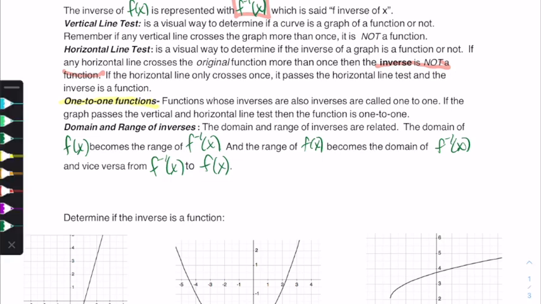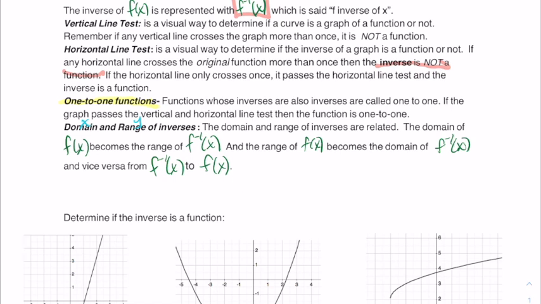Now remember, we just reviewed, your domain is your x values. Your range is your y values. So your domain, you're looking how far left and right your graph goes. Your range is how far up and down your graph goes. So domain is with x's, range is with y's. So if on inverses we switch the x and the y, that means that the domain and range of your original function and your inverse are going to switch, because you're switching your x's and your y's, or you're switching your input and your output, right?